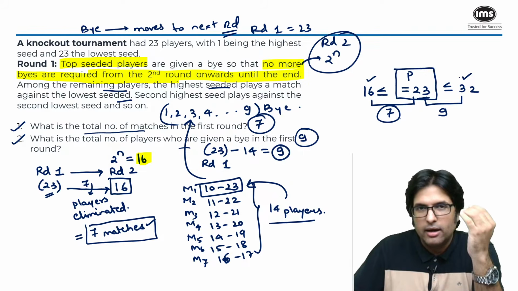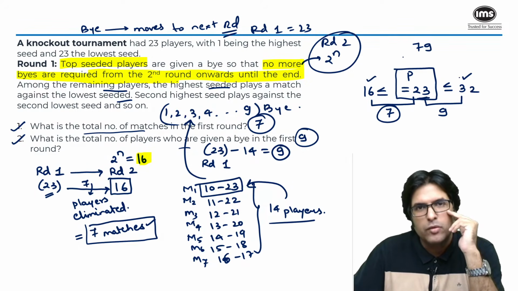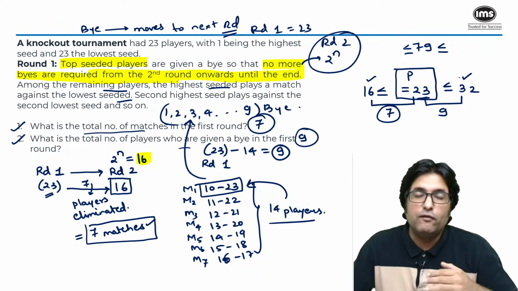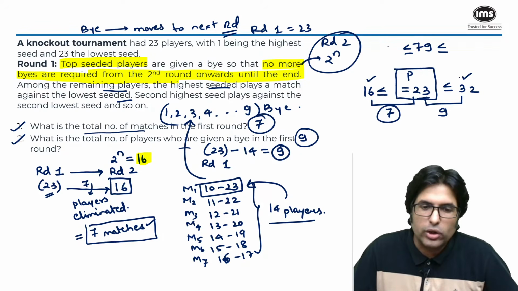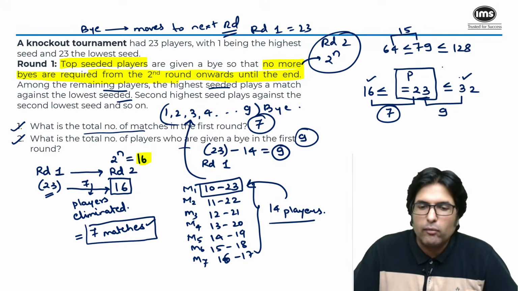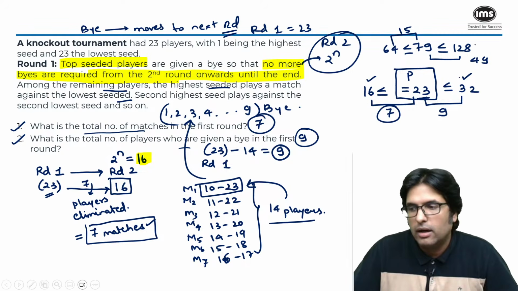Which means, let me take a different example. Suppose there were 79 players in round 1. So what will be the number of matches and how many players would be given a bye? I'll just identify 79 lies between which 2 powers of 2. So 2 to the power 6, 64 and 128. So what would be the number of matches required? So simply 79 minus 64, that is how much? 15. And what would be the number of byes given? So 79 and 128, the difference would be 21 plus 28, 49. I hope this is clear.